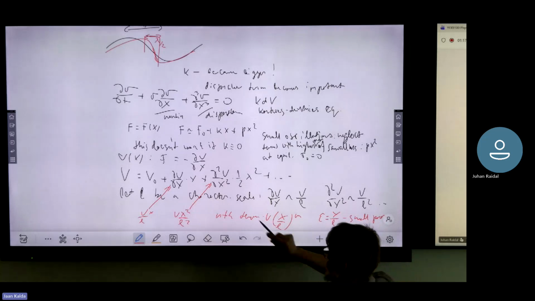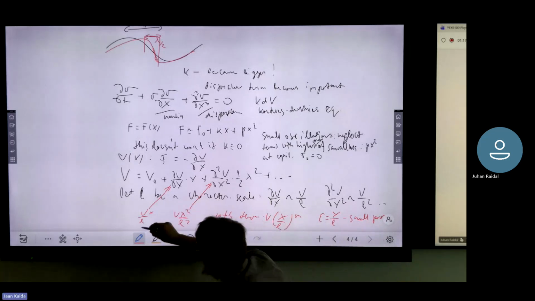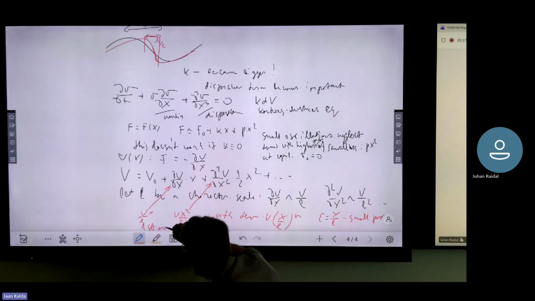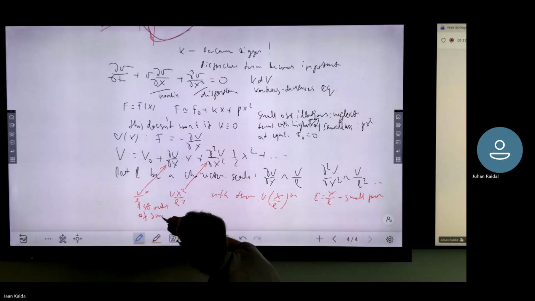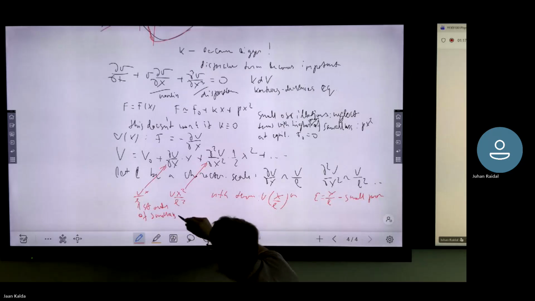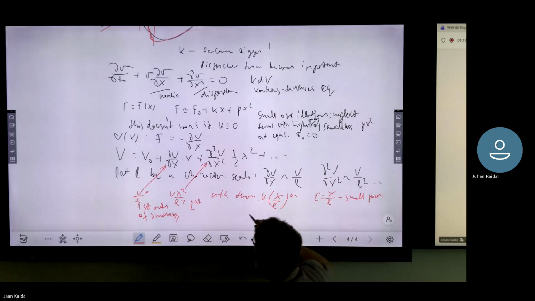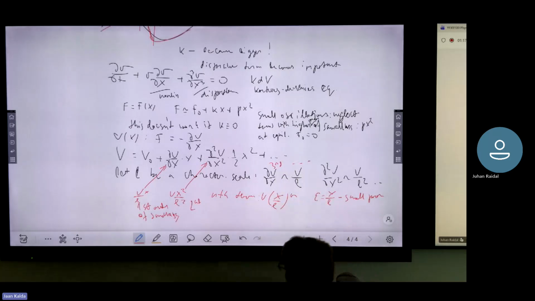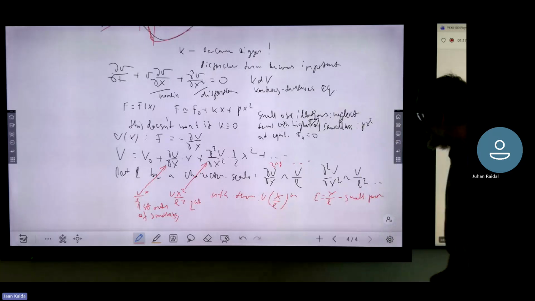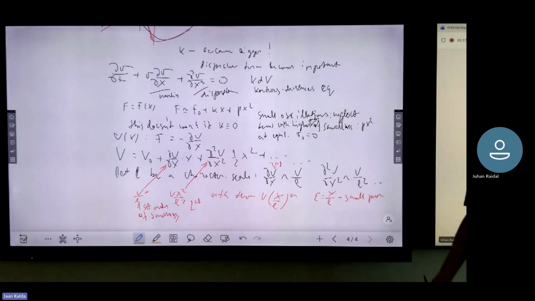Now, this is first order smallness. This is second. Here is third, and so on, right? Because x divided by L is small, each next is much smaller than the previous one. And we can just stop at a certain point and neglect everything else which is too small.